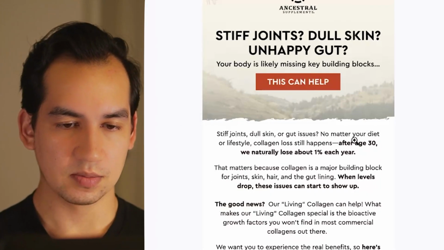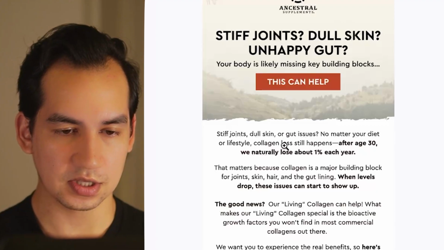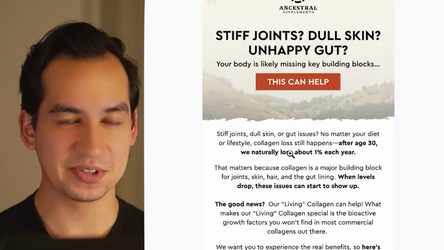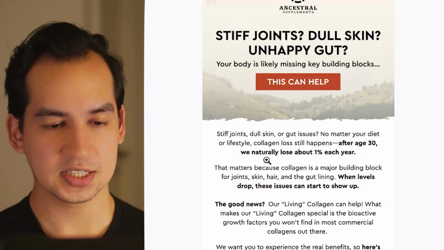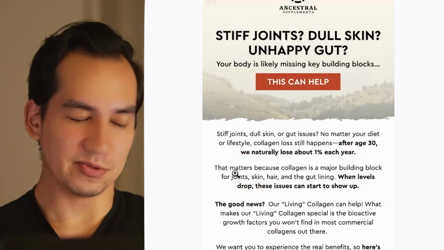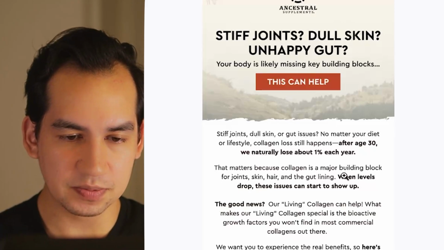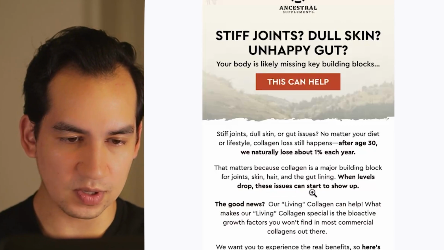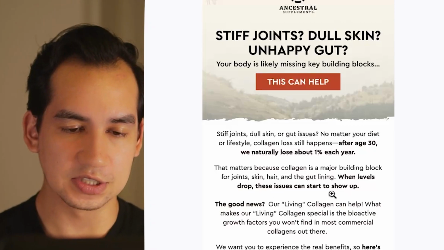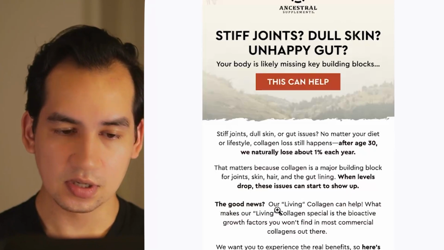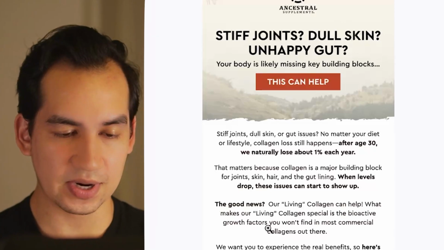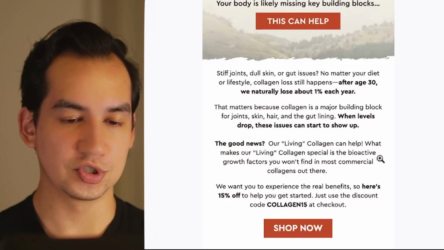So stiff joints, blah, blah. No matter what, your collagen loss still happens. After age 30, we naturally lose about 1% each year. So basically, why do you have all these problems? Well, collagen loss. So now the customer's like, oh, okay, yeah, I guess that makes sense. That matters because collagen is a major building block for blah, blah, blah, gut lining. And when these levels drop, these issues can start to show up. The good news, our living collagen can help. What makes our living collagen special is the bioactive growth factors you won't find in most commercial collagens out there.